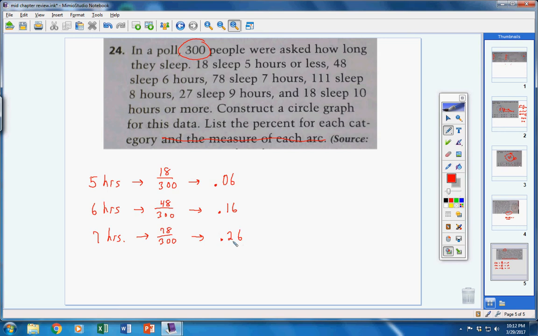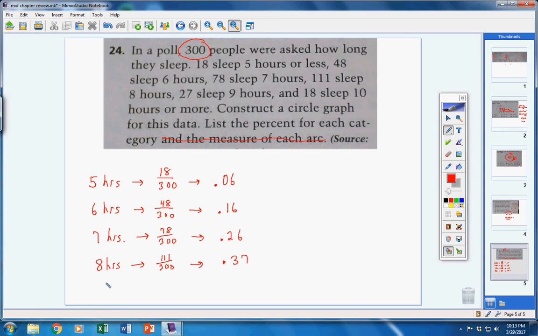Alright. Now, 111 people need 8 hours. So 111 over 300. And that would give you 0.37. Let's see here.